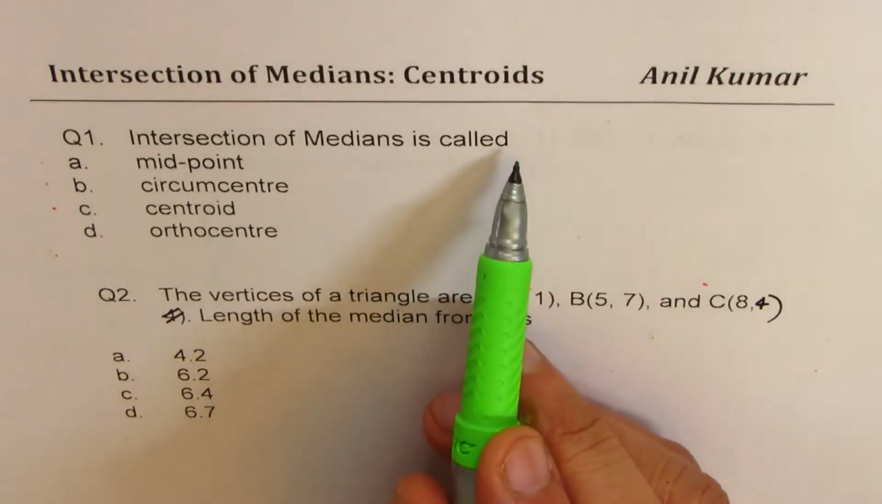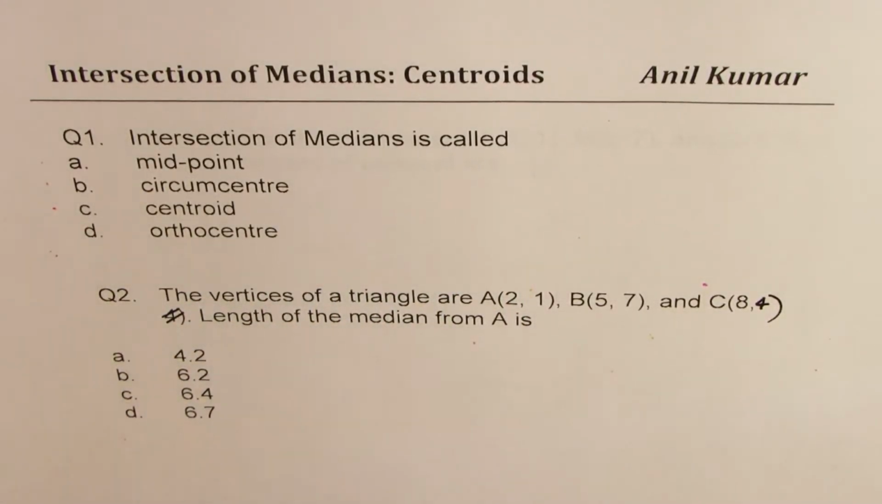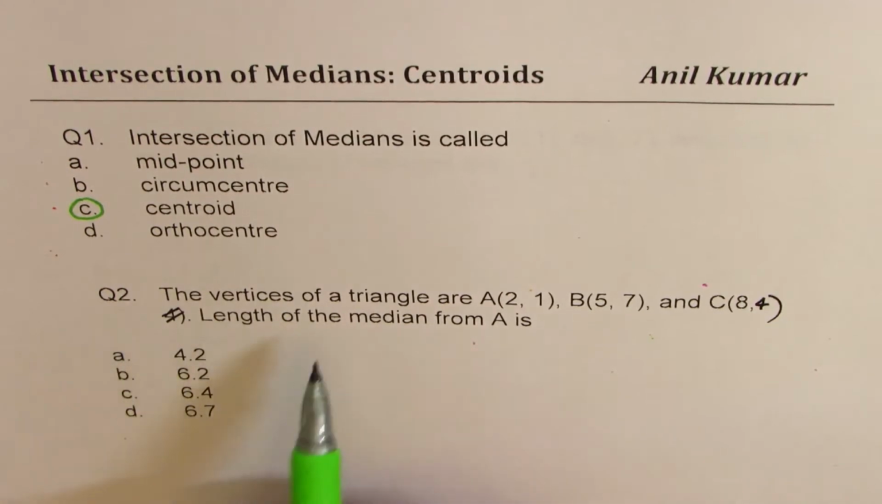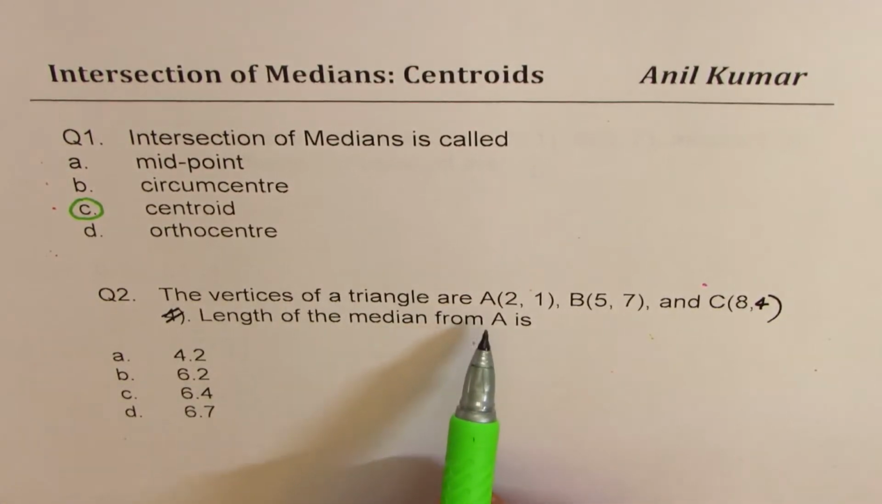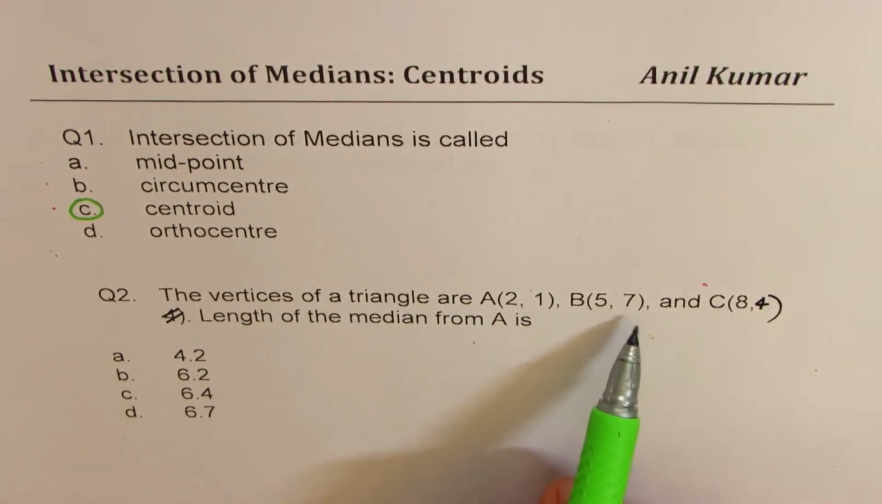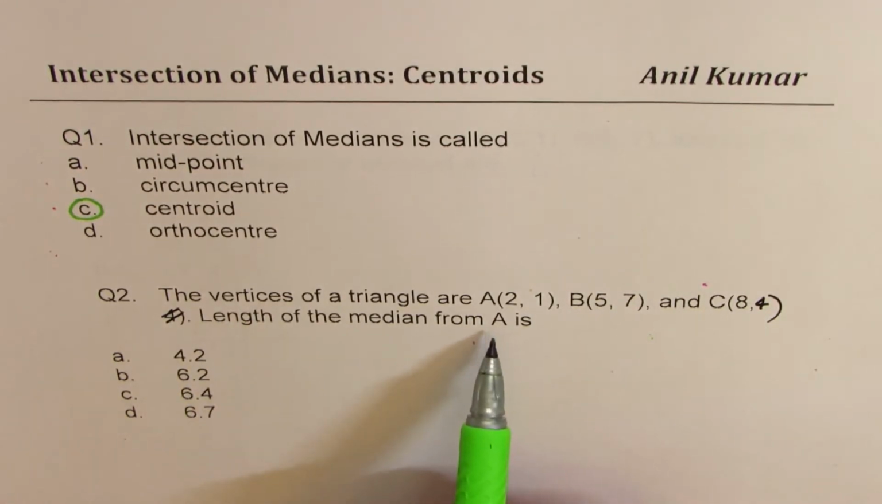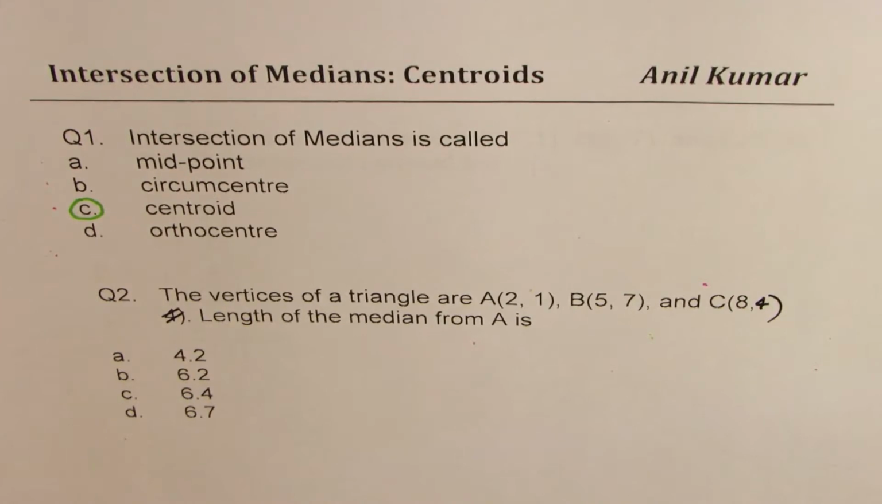The intersection of medians is called the centroid. You can always pause the video and answer these questions. Question number 2: the vertices of a triangle are A (2, 1), B (5, 7), C (8, 4). The length of the median from A is how much? So we'll have to calculate this length, correct?